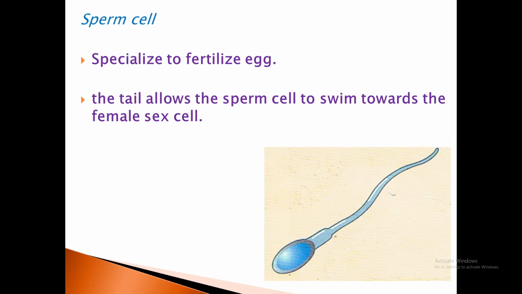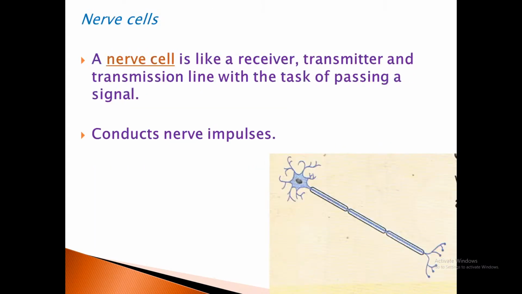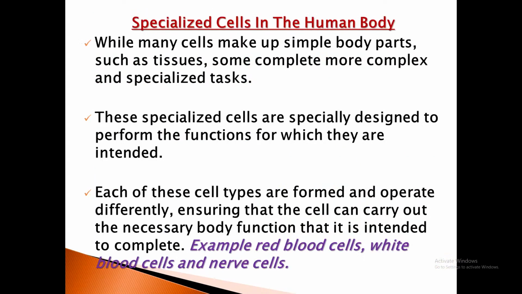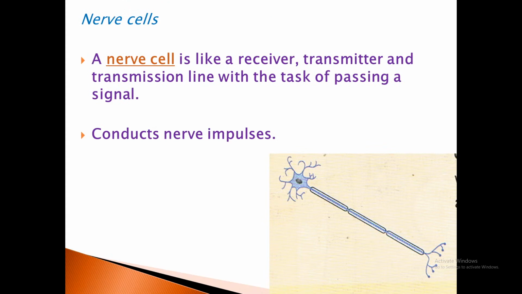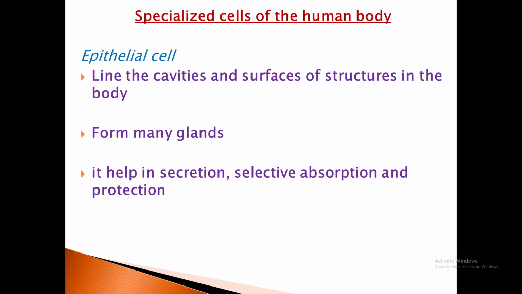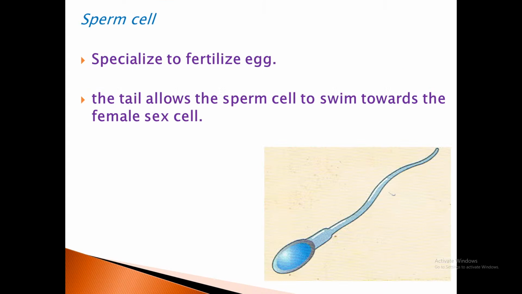Next specialized cell is the sperm cell. So again, so far we would have looked at the specialized cell in terms of the main topic there. Now we're looking at the different types of specialized cell. We would have looked at nerve cell, and we would have just looked at epithelial cell. So the third type of specialized cell in humans now is the sperm cell.